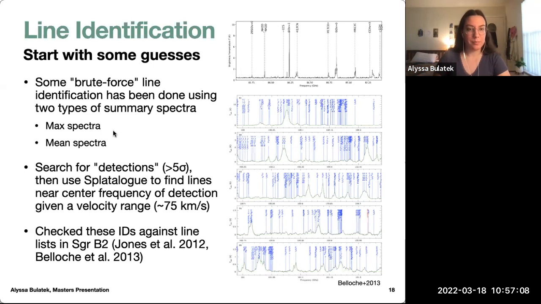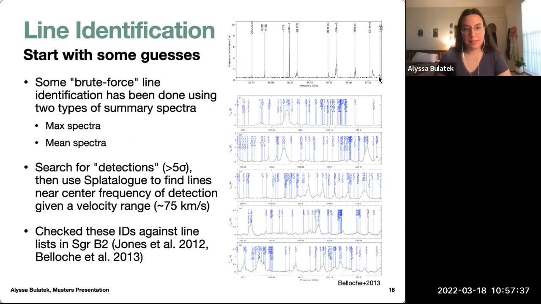The differences between them are not really important because they're both not physical spectra. They're not associated with a single pixel. One of them is associated with the maximum pixel in the cube as you go through in frequency space, and the other is the mean value of the image. But we had pretty much the same batch of molecules showing up in the two types of spectra.